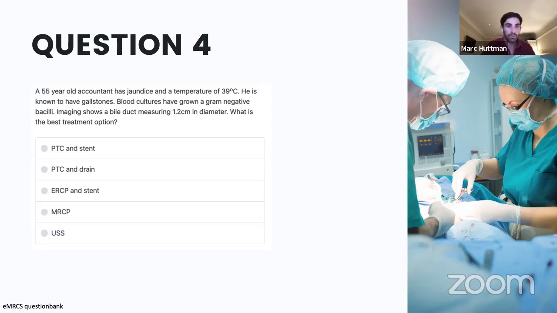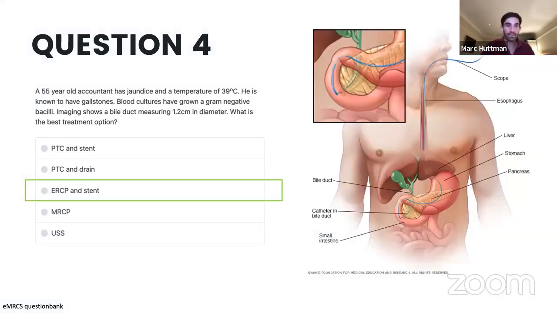So what is the best treatment option? Already the question is about treatment. So we can get rid of the MRCP and ultrasound, which are investigations, and we can think about ERCP or PTC, which we've explained beforehand. And the right answer is ERCP. So we're instrumenting it. We're fishing out, if we can, the stone in the common bile duct, and we're stenting it to make sure it stays open. A PTC and drain or stent would be if the ERCP fails.